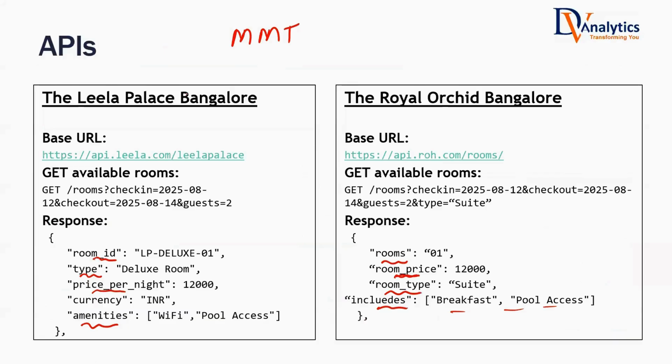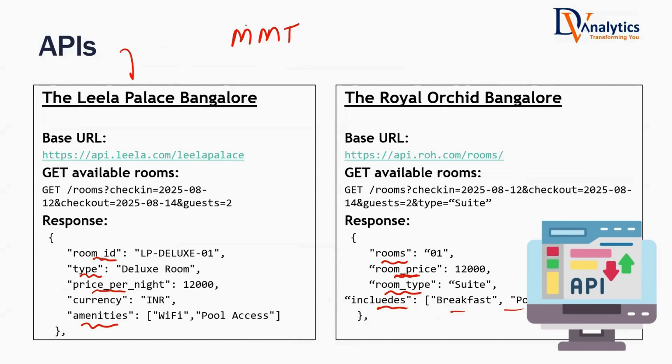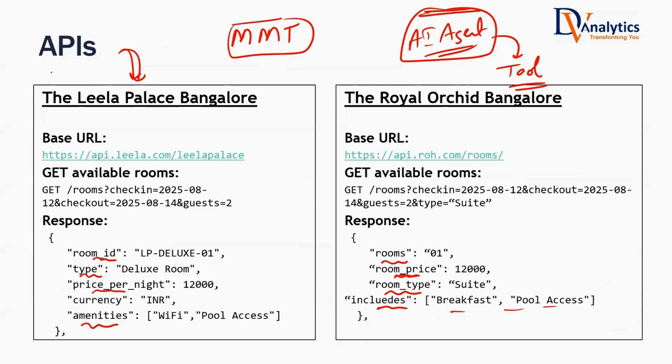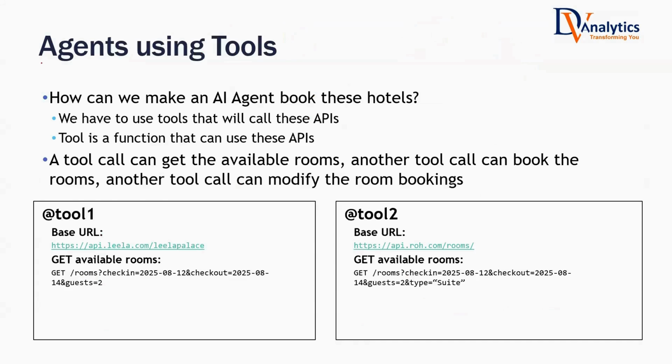Now, until now, we discussed about APIs. Let's say if there's an aggregator like Make My Trip, if it wants to interact with multiple hotels, it has to use APIs. Now, if you want to keep all of this in an AI agent, now what we do is if we want an AI agent to book this hotel, we would ask the tool to pick this hotel. So inside a tool, we will keep Leela Palace. Inside another tool, we will keep Royal Arcade. So what we do is agents use tools.